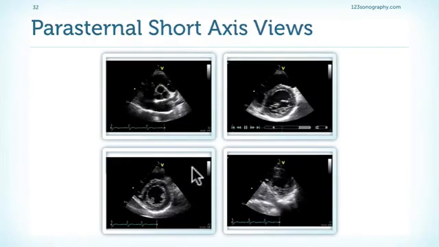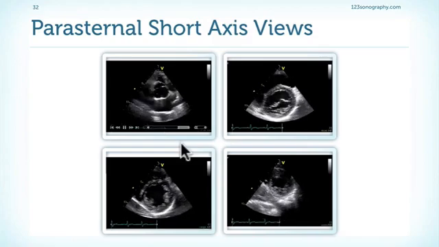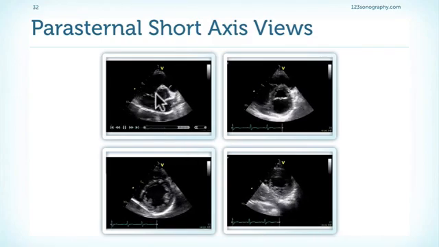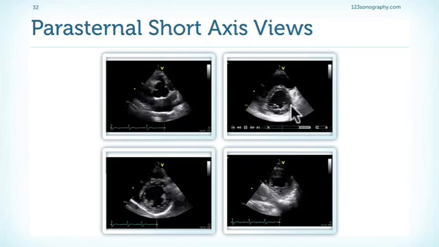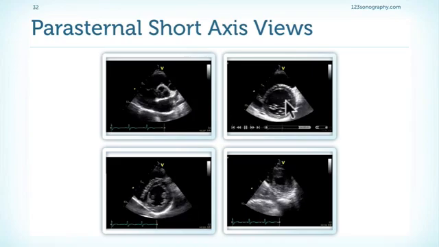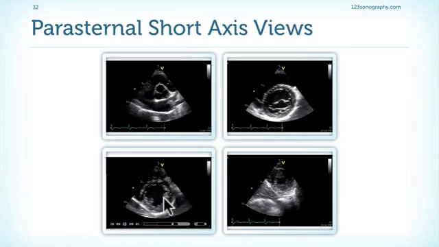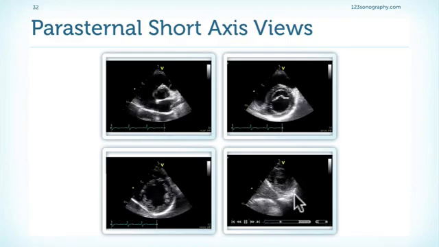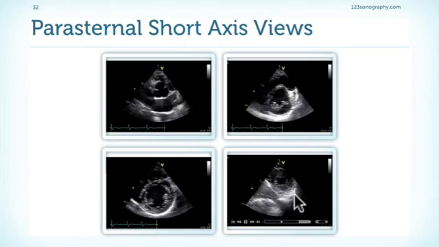Just to demonstrate the different levels of short axis views, this is the short axis view at the base with the aorta. This is the short axis view at the level of the mitral valve. Further down, where we have the papillary muscles visible, and even further down where we have the supraapical parts of the left ventricle within our view.